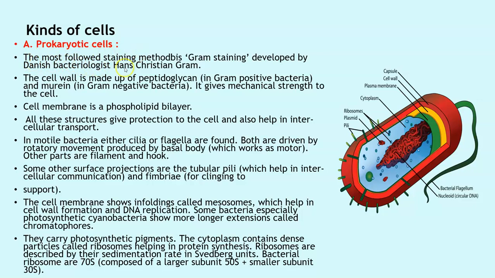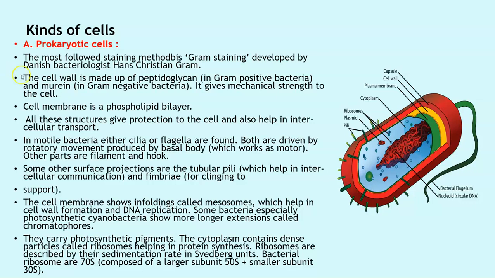The most followed staining method is gram staining, which was developed by Danish biologist Hans Christian Gram. So gram staining is a method used for staining the bacteria. It helps to identify the type of bacteria we have, and also it helps us to study the structure of the bacteria.